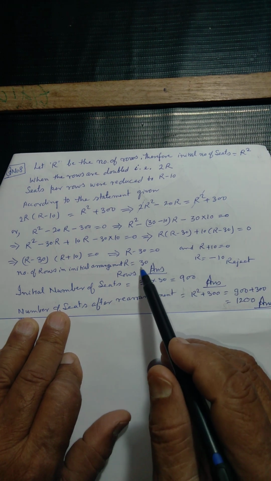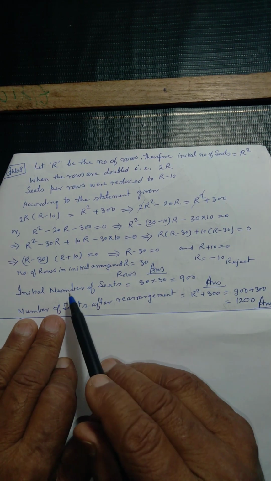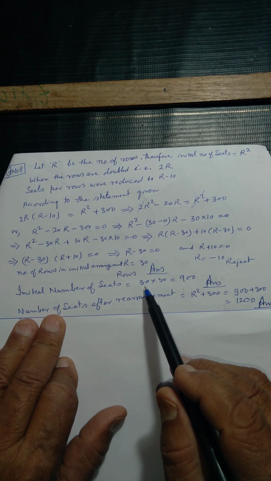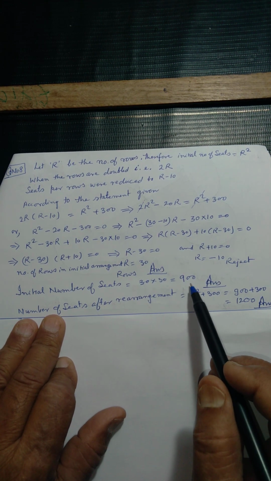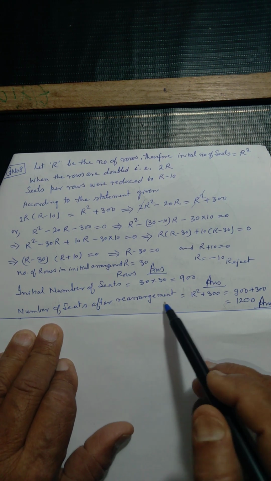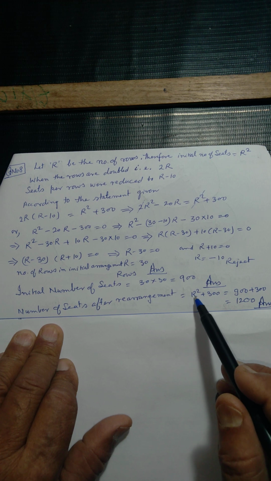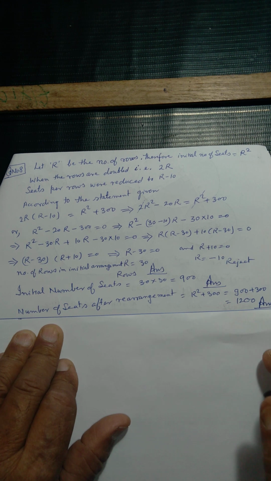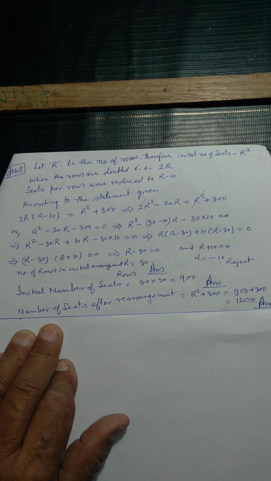So the number of rows will be 30. Initial number of seats were 30 into 30, that is 900. Number of seats after arrangement will be equal to r square plus 300, that is 900 plus 300, that will be equal to 1200. This will be the answer of question number 8.